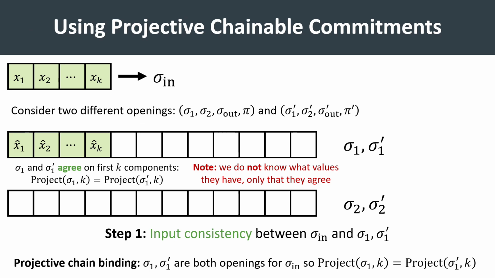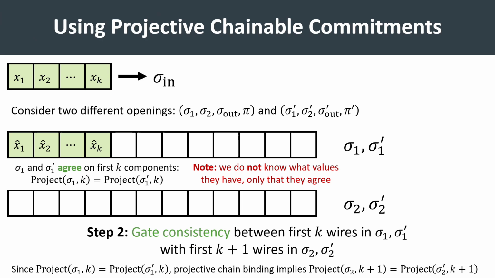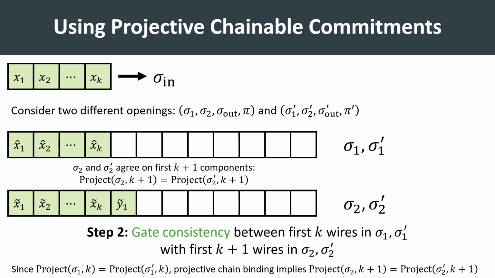I'm going to now propagate that to sigma 2 and sigma 2 prime. Right? I'm going to use the gate consistency check between the first k wires of sigma 1 and the first k plus 1 wires of the output, sigma 2. This is a quadratic function. Right? The next wire is a quadratic function of all of the previous wires in the circuit. And I've also established that sigma 1 and sigma 1 prime, their projections agree on the first k components. So now by chain binding, I can say that the output commitments must agree on the first k plus 1 components. And that's how we extend to argue that if I project the output commitments, now I get the correct value. And now I can rinse and repeat, right?